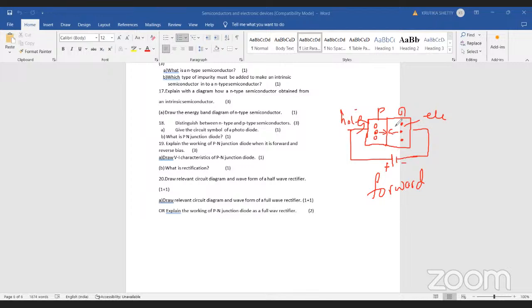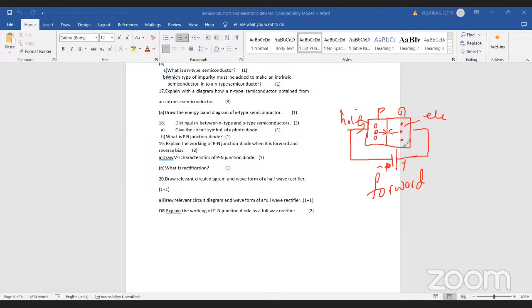In reverse biasing, what happens: p type is connected to the negative terminal, n type is connected to the positive terminal, then it is called as the reverse biasing. So forward biasing, reverse biasing. In question number 19 they have asked: explain the working of PN junction diode in the forward and the reverse bias.